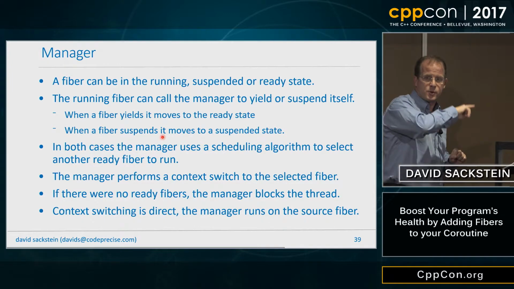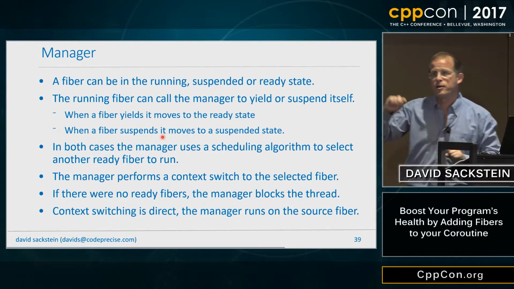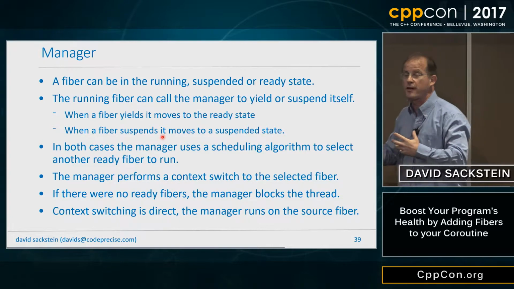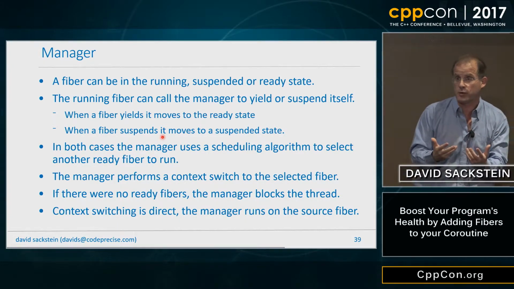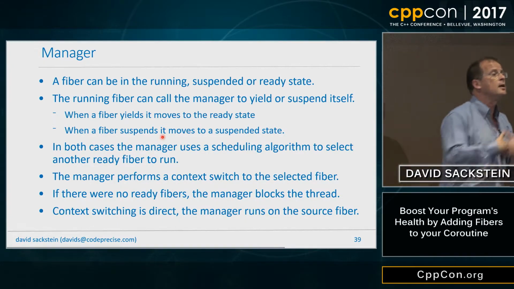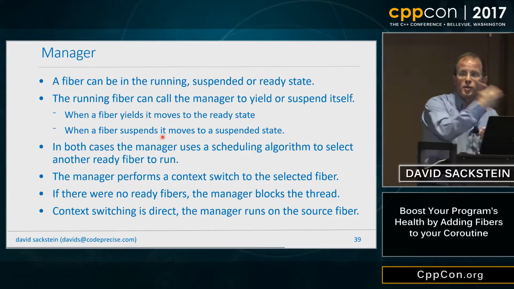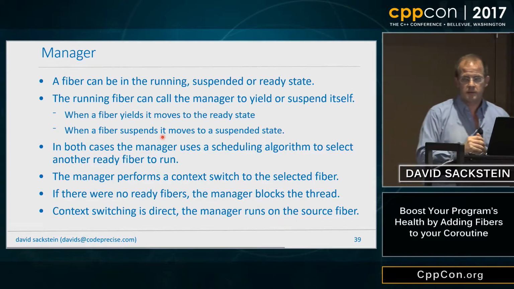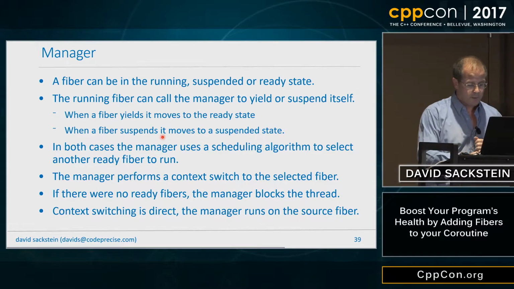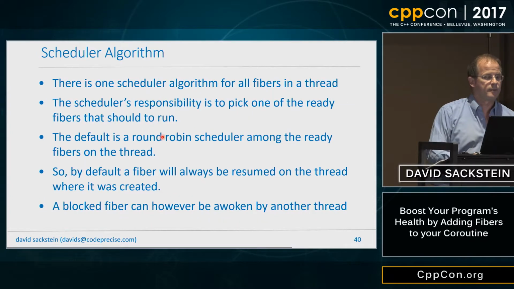There aren't two context switches here. There's only one context switch. The original fiber calls the fiber manager. The fiber manager consults with the scheduler, which decides which fiber to run, and then it makes the function call to context switch to that fiber. The context switching is direct.